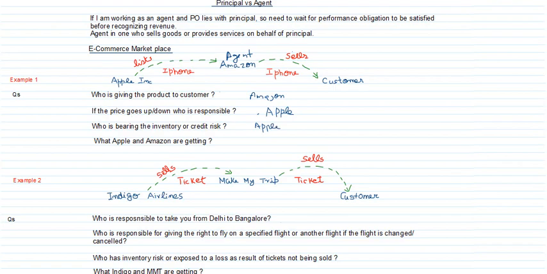Which means Apple would be the principal and Amazon will be the agent. So Apple will be recognizing revenue of the gross sale amount, and Amazon will be recognizing the commission.